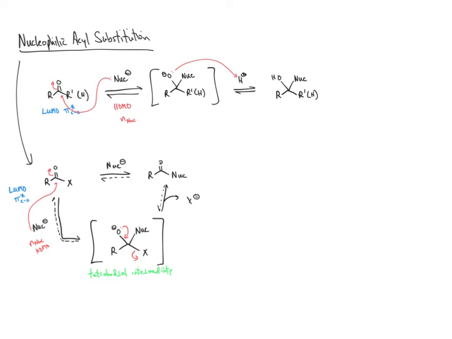Like nucleophilic addition mechanisms, the nucleophile attacks the pi star orbital, resulting in this tetrahedral intermediate. However, the intermediate can collapse with loss of the leaving group. And this can occur under both basic conditions and acidic conditions. So let's draw out what would happen for basic conditions and acidic conditions.